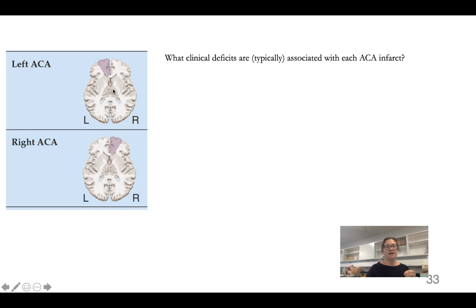The other type of deficit you get with an ACA ischemia, seeing if my daughter's all right, good.